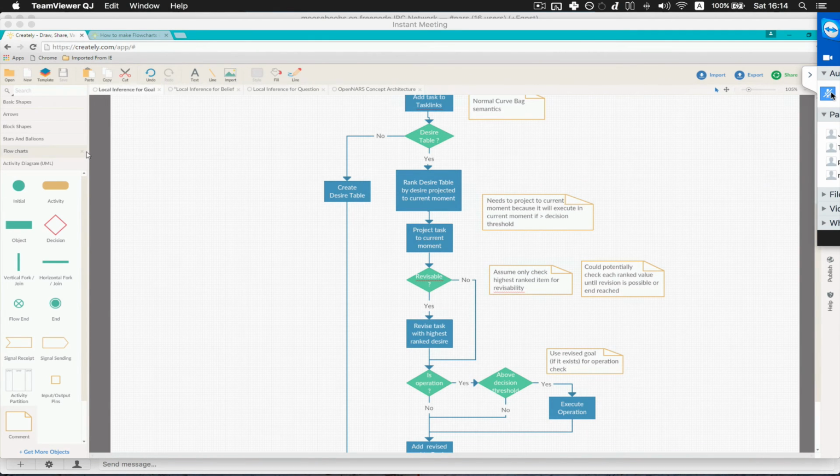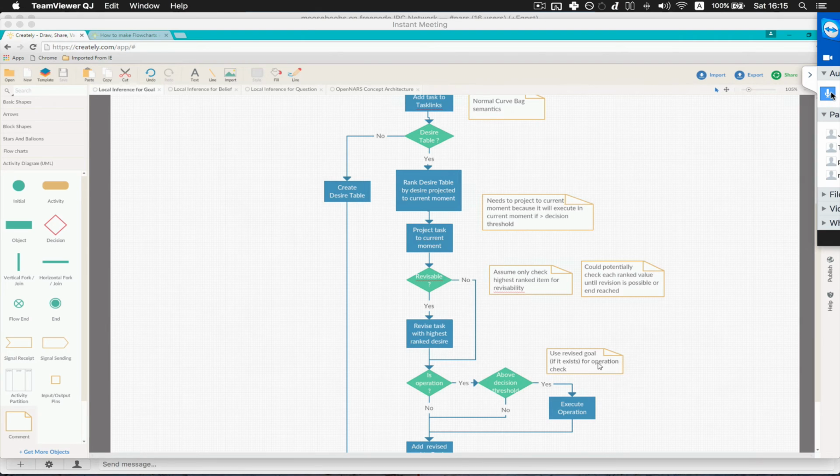Okay. No, it's fine. We already said that the revised one won't go through the inference process. So in this case, we evaluate according to the revised task already. If this one is a yes, and if no, we use the not revised one. Right. As it says here, you use the revised goal if it exists, but if it doesn't exist, you have to use the task.